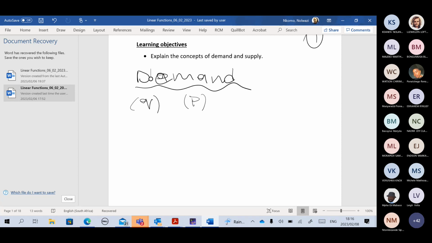Another thing, the demand for a product is negatively related to the price that is asked for a product.